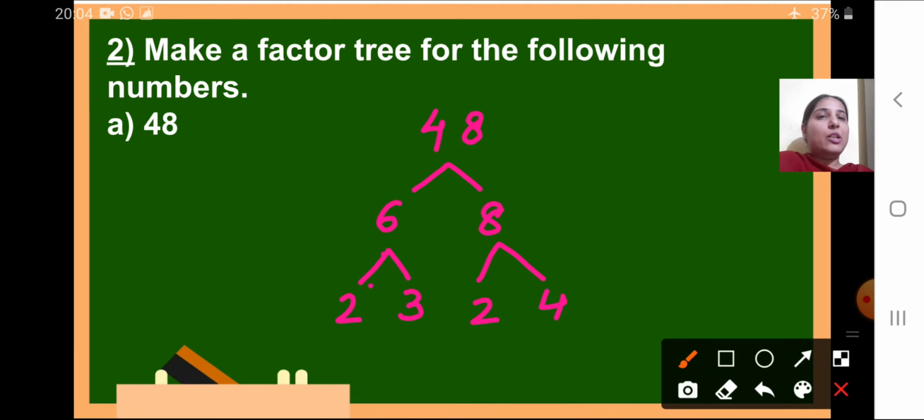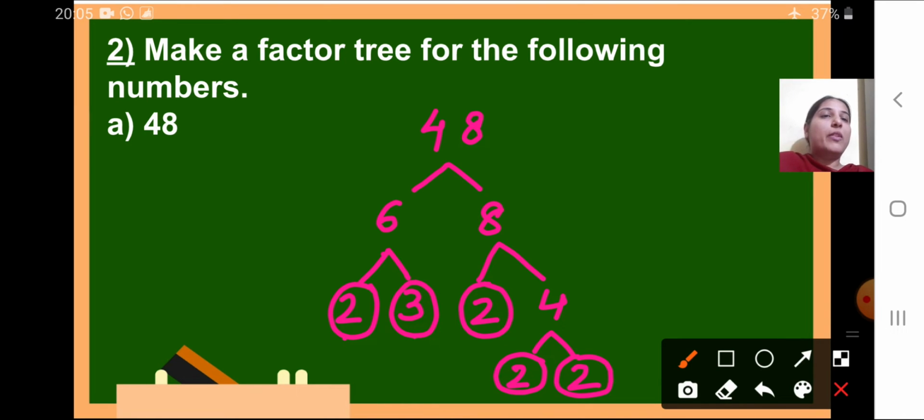Now here you can see 2 and 3 are prime numbers. So they cannot be factorized further. So we will circle them. Okay. And now this 2 also here is a prime number. So we will circle it. But here you can see this 4 can be factorized further. So 2 2s are 4. Now we have got here the prime number 2. So we will circle it. Okay. So this is the factor tree for number 48.